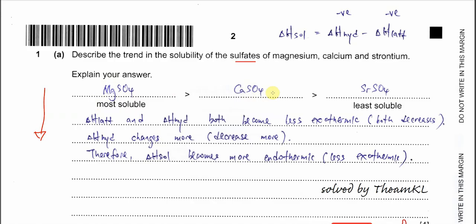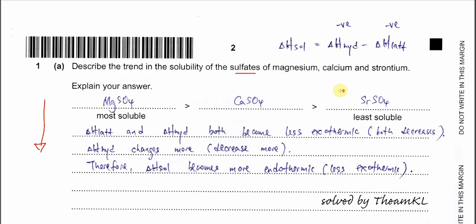So there are a few points that you need to use to answer this. First, you need to recall or use the equation: the enthalpy of solution equals the enthalpy of hydration minus the lattice energy. Later we use this one for the comparison. After the trend, the first thing you need to mention is these two enthalpies. The lattice energies and the hydration enthalpy both become less exothermic, meaning both decrease.